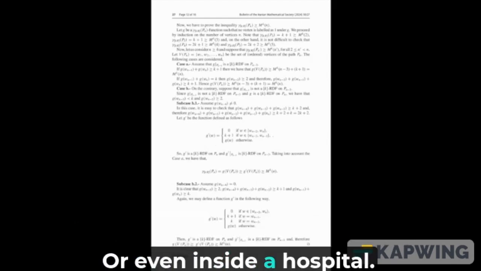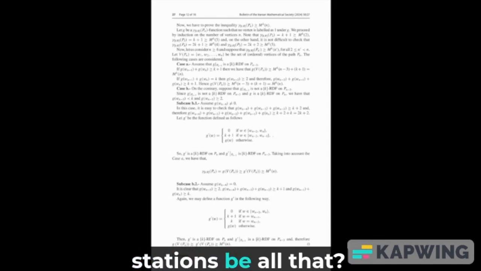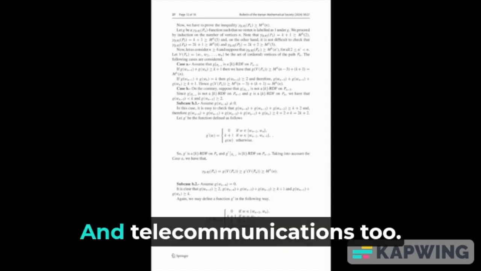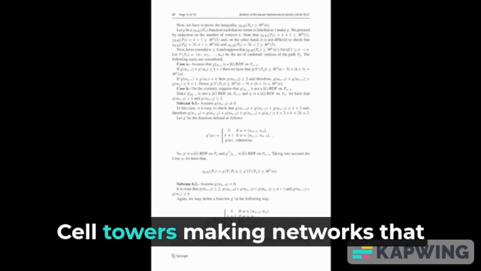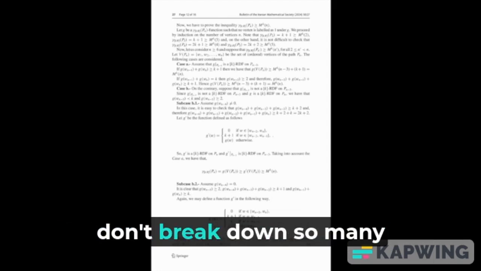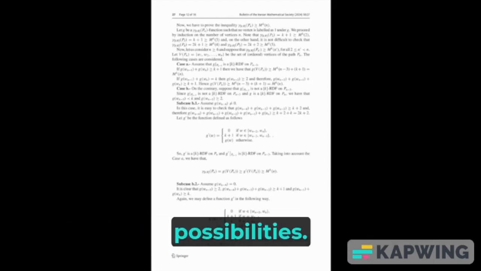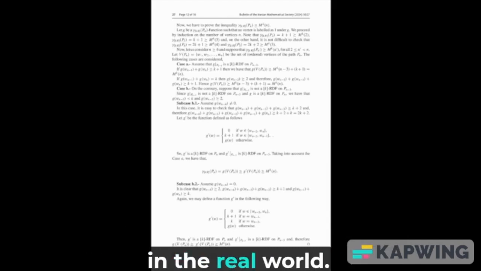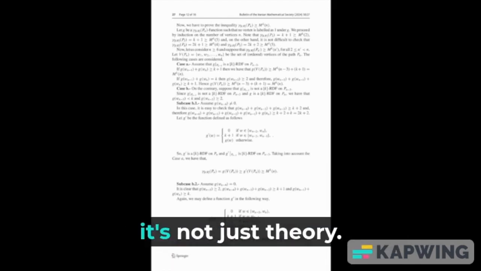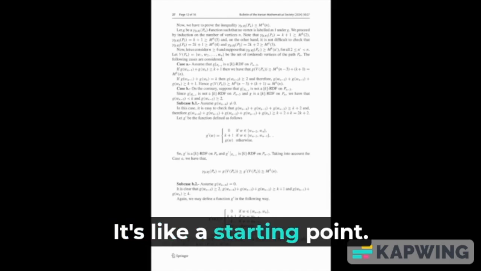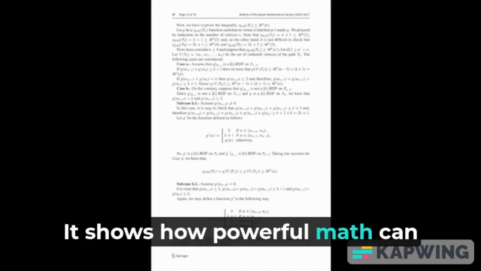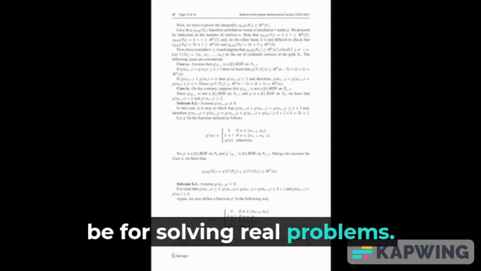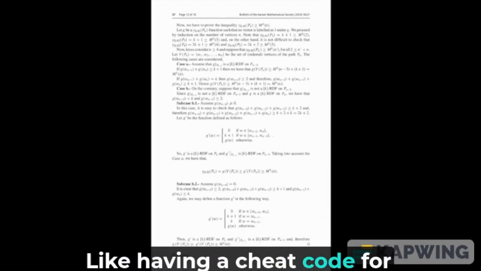Or even inside a hospital, right? Like, where should the nurses' stations be? All that. Exactly. And telecommunications, too. Cell towers, making networks that don't break down. So many possibilities. It's crazy how this math stuff can be so important in the real world. Right. This paper, it's not just theory, it's like a starting point. It shows how powerful math can be for solving real problems. Like having a cheat code for complexity.